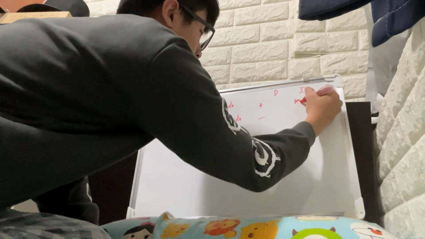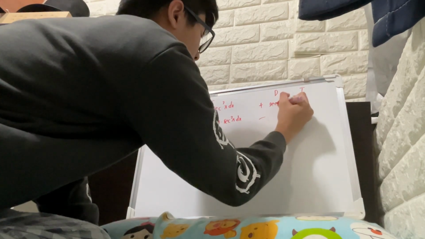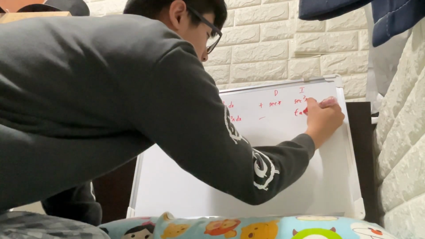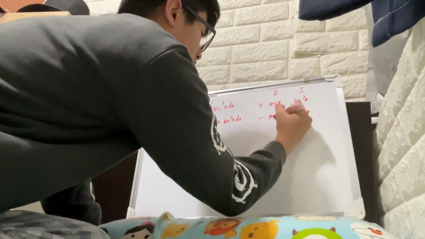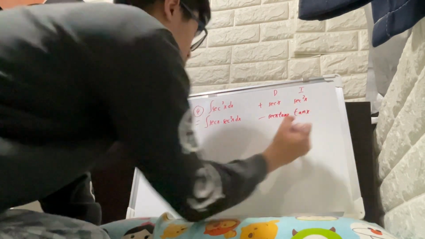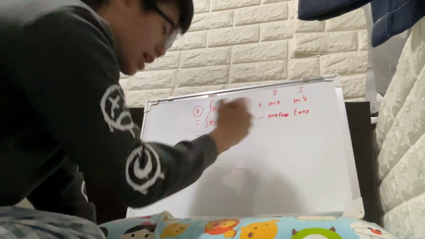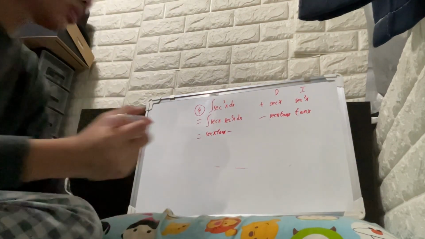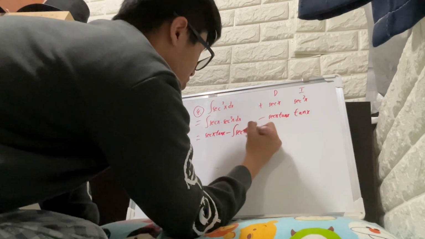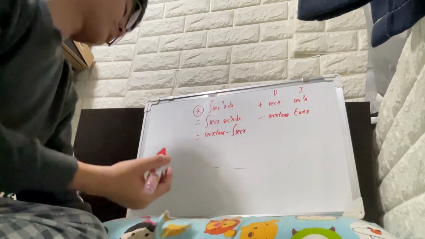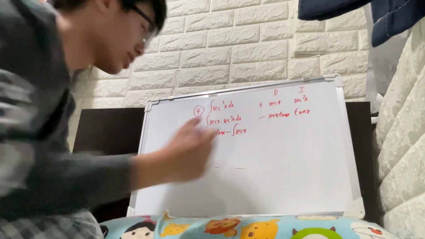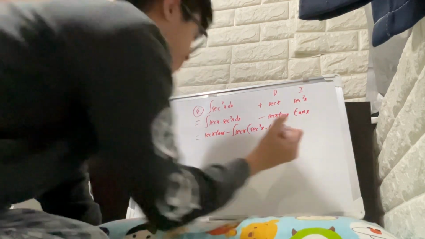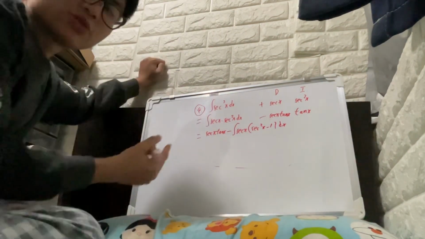We're gonna differentiate secant x and then integrate secant square x. To integrate secant square x, you get tangent x. To differentiate secant x, you get secant x tangent x. So you get secant x tangent x, and then minus the integral of secant x times tangent square x. Tangent square x is equal to what? Yes, secant square x minus 1. This is our identity.